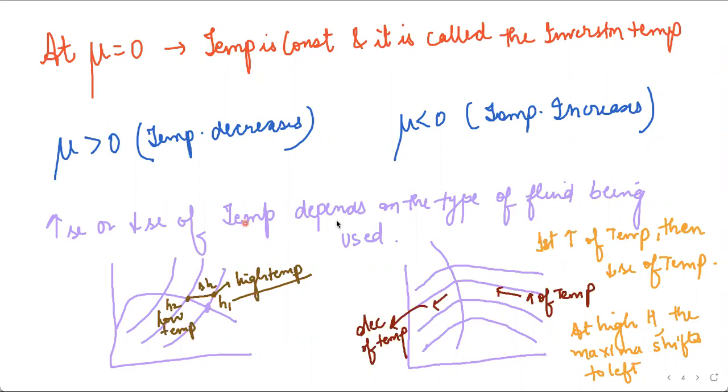Increase or decrease of temperature depends on the type of fluid being used. So there is first an increase of temperature, then there is a decrease of temperature. At high enthalpy values, the maxima shift towards the left, towards here it is shifting.